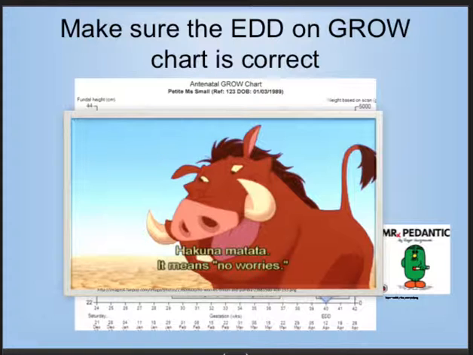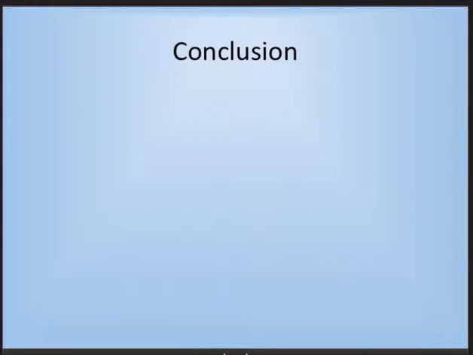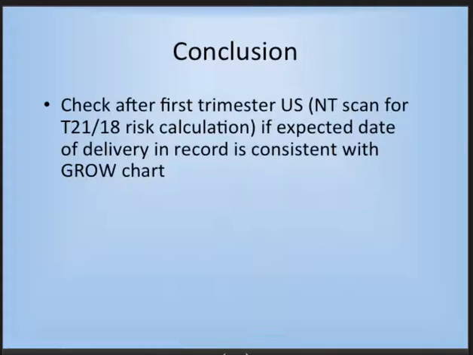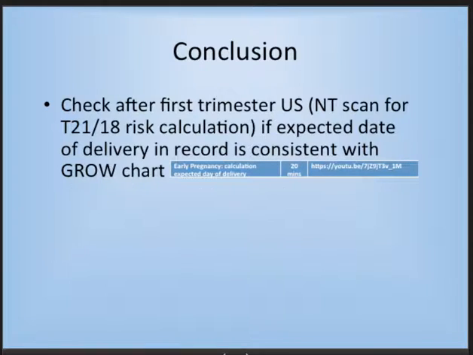Hakuna Matata, no worries. Conclusion: check after the first trimester ultrasound scan, that is most often the nuchal translucency scan, to contribute to the calculation of trisomy 21 and 18 risk, if the expected date of delivery is correct and consistent with the growth chart. I can refer to the dedicated lecture about calculation of the expected date of delivery, a 20-minute video, and here you see the link.